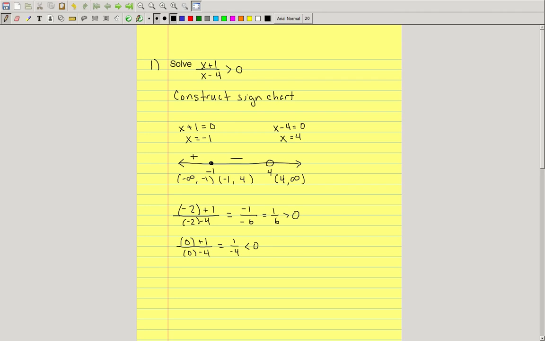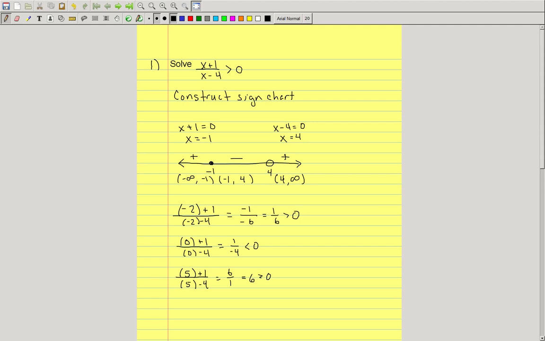And lastly, we plug in a value between 4 and +∞, and we're going to select 5. We get 6 divided by 1, which is equal to 6, which is a positive value. And so we write here that the function is positive on the interval from 4 to infinity.